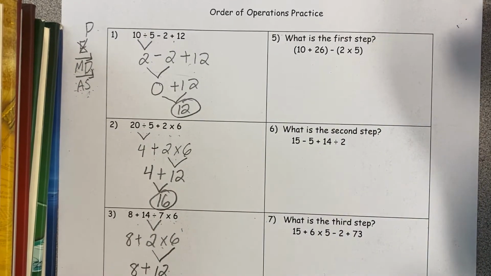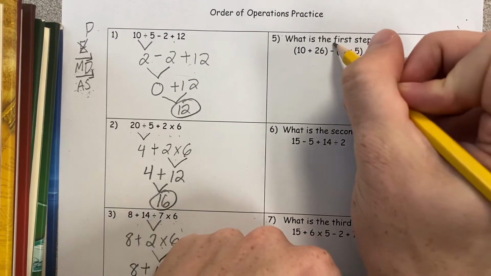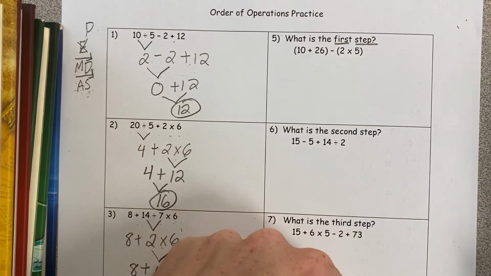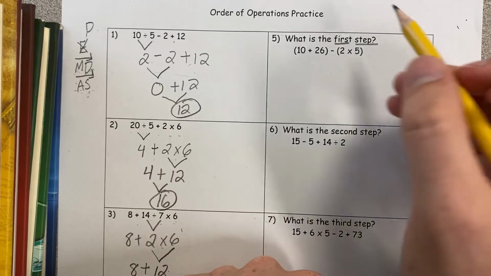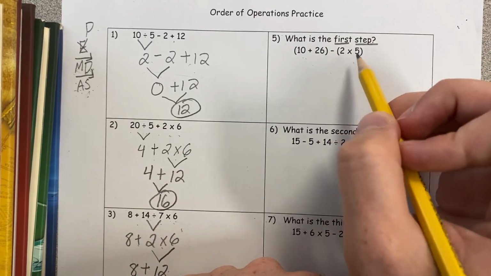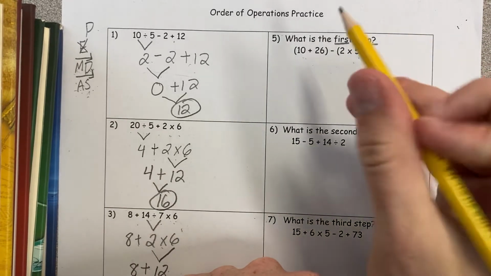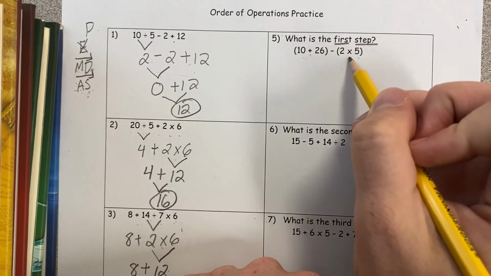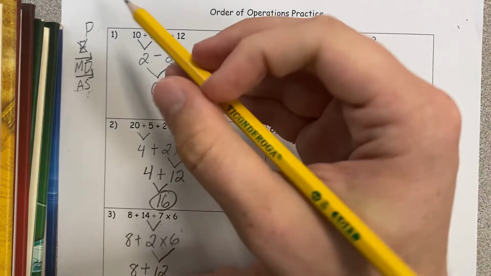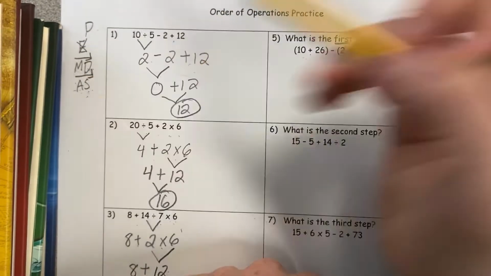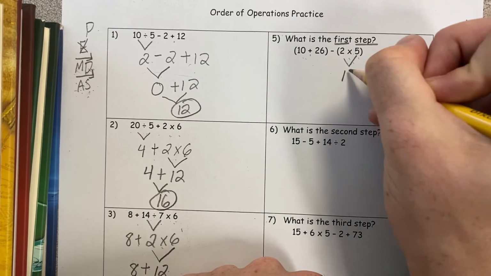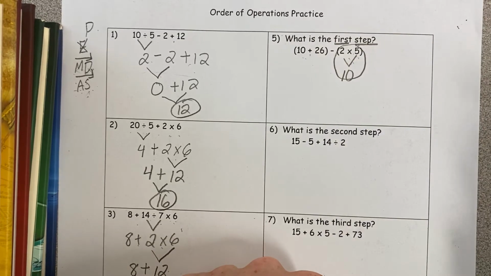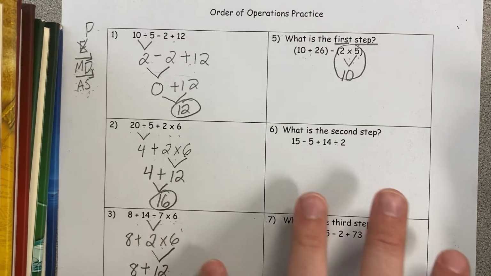Okay, so let's look at the next one. This one is only asking me to identify the first step. So I actually don't have to solve it. I just need to find the first step. So looking at this, I have 2 parentheses. So I need to figure out which parentheses would come first. If I have addition and if I have multiplication. Well, if I look, multiplication is always before addition. So I'm going to do my 2 times 5 first and get 10. And then I'm going to circle it to show me that is my first step.